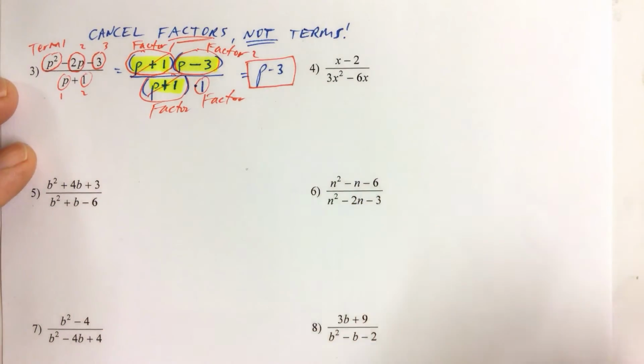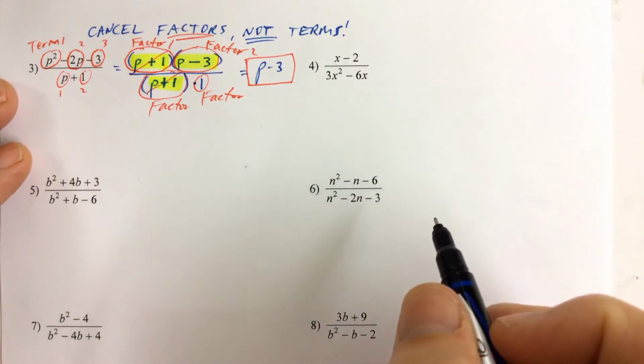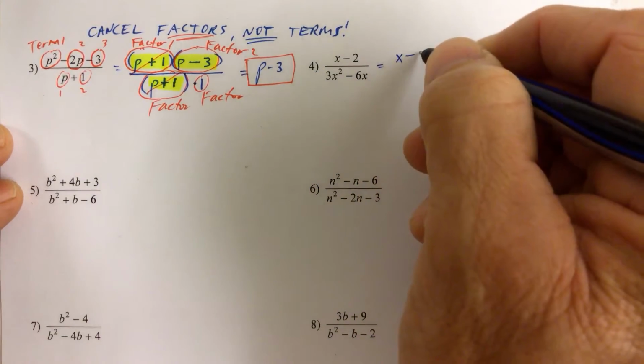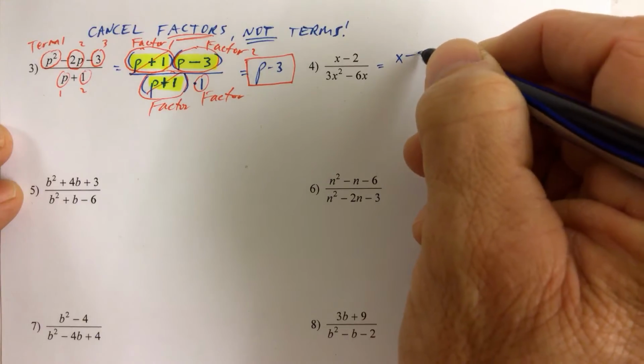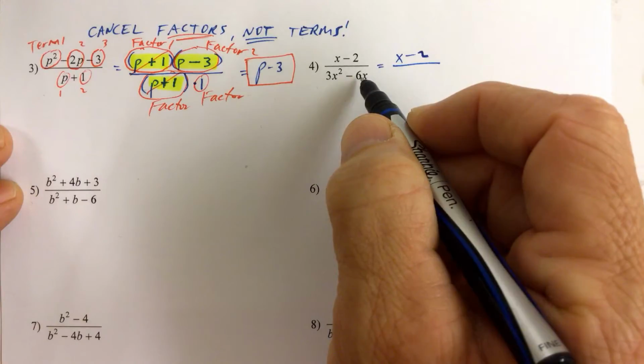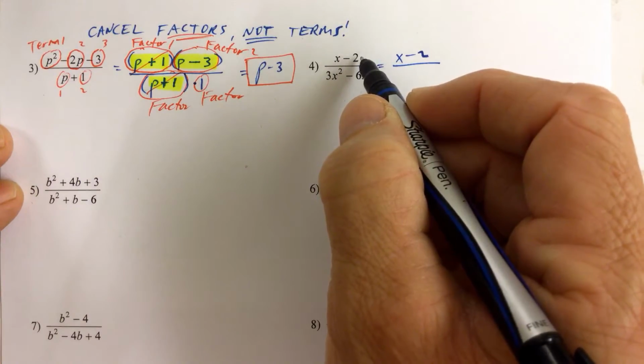For problem number 4, I urge you to pause the video now and see if you can figure out how to simplify that expression. Remember, from the last video, cancel factors, not terms. So we are going to factor this polynomial in the denominator. The numerator cannot be factored anymore.